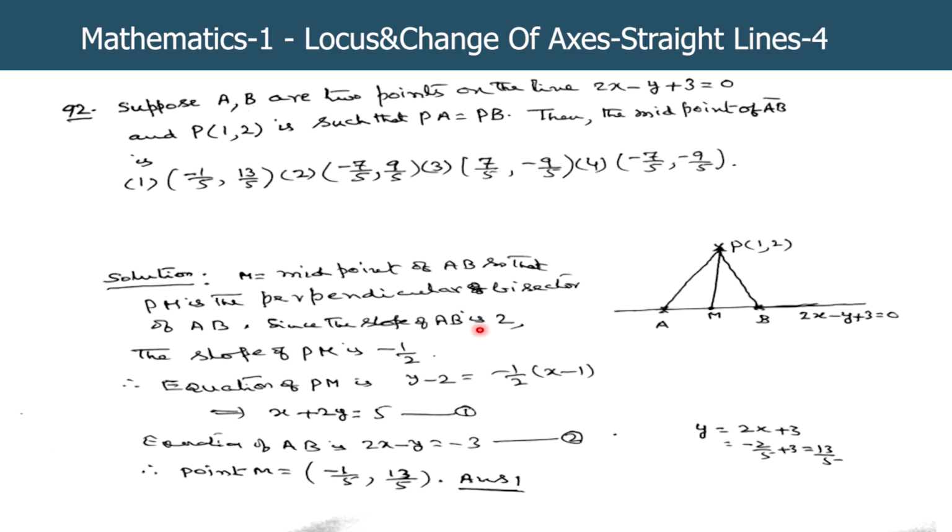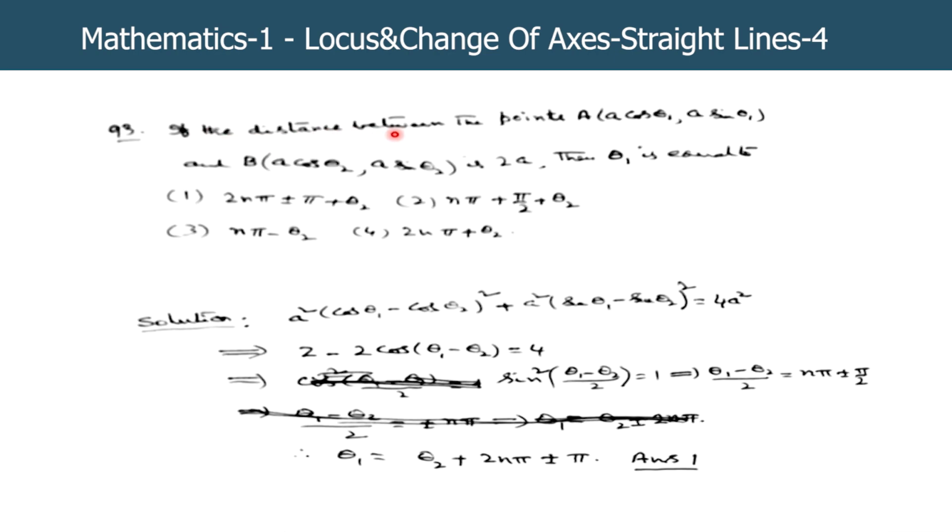Since the slope of AB is 2, the slope of the altitude PM is equal to minus 1/2. So, therefore, the equation of PM is y minus 2 equal to minus half into (x minus 1). That implies x plus 2y is equal to 5. The equation of AB is 2x minus y equal to 3. Solving these two equations, M is equal to (-1/5, 13/5). The answer is option number 1.